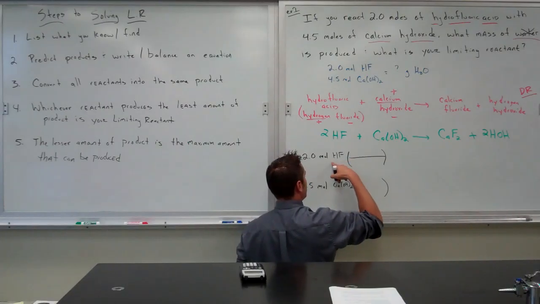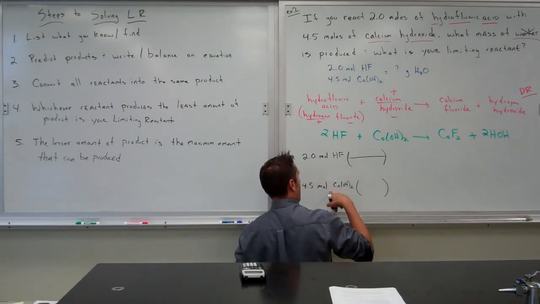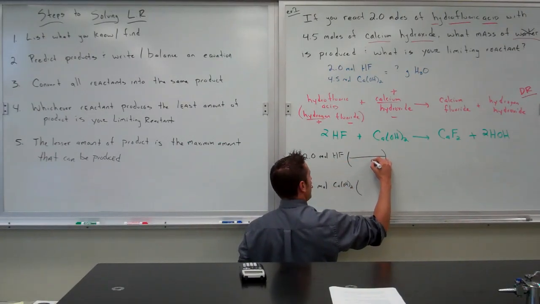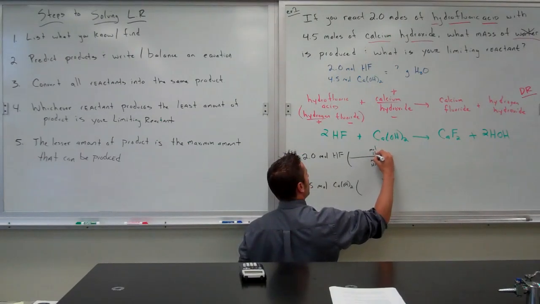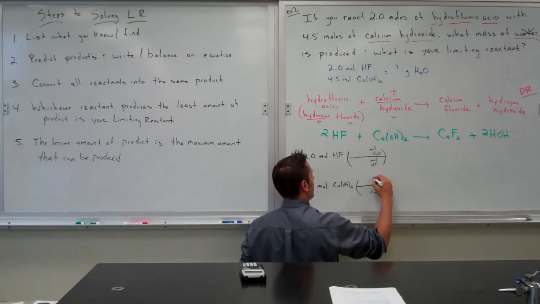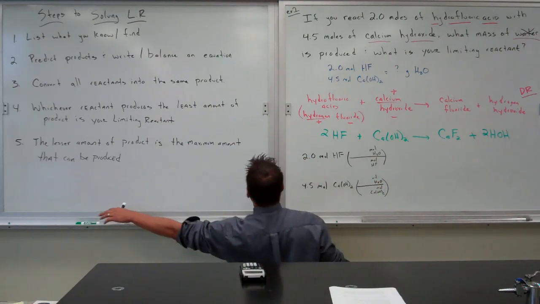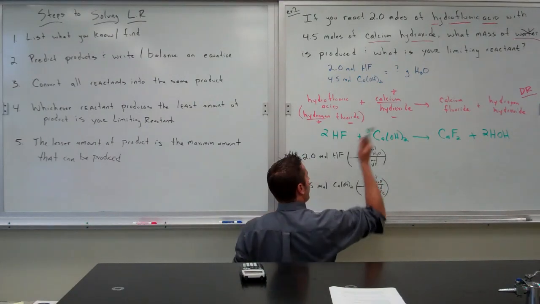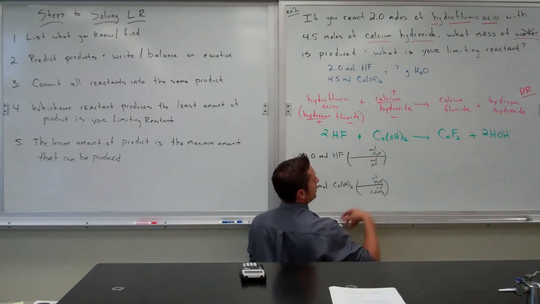So the first thing I do is get myself to moles, and I'm already there, so now I can change identities. So mole of HF on the bottom here, I want water, mole H2O on top. Mole Ca(OH)2 here, mole H2O on the top. To get those numbers, I have to go up into my chemical equation.